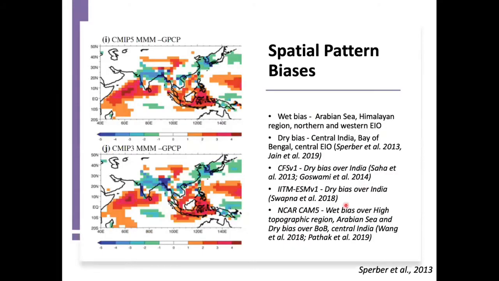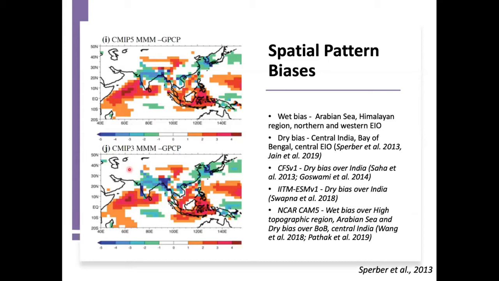So this is a figure from Sperber et al. 2013. What it shows here is, so this is CMIP5, that's the Coupled Model Intercomparison Project phase 5, multi-model mean minus GPCP, and this is CMIP3, multi-model mean minus GPCP. So GPCP is the observations. Of course, there are observational uncertainties as well. So if someone wants to do it in a better way, you can actually take an ensemble of observations to remove observational uncertainties, but the larger message will not change much.